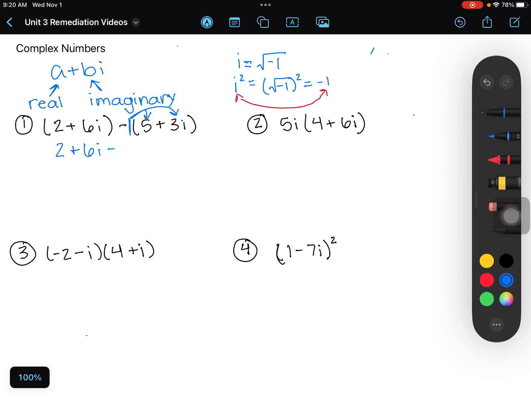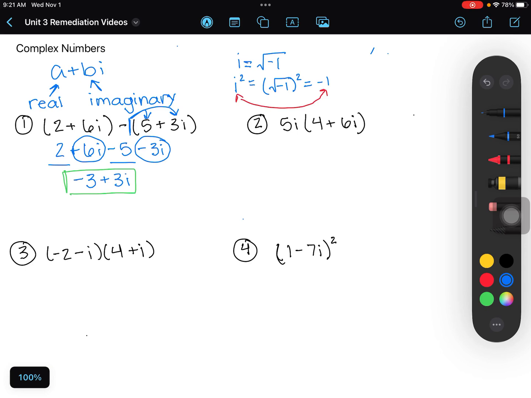So -1 times 5 is -5. -1 times 3i is -3i. And then I'm looking for my like terms here. I say that 2 and -5 are like terms. So 2 minus 5 is -3. And then 6i and -3i are like terms. So it gives me positive 3i. And we want to make sure that our real part is in front and our imaginary part is in the second position. So we are all good to go because we don't have to switch anything around here.